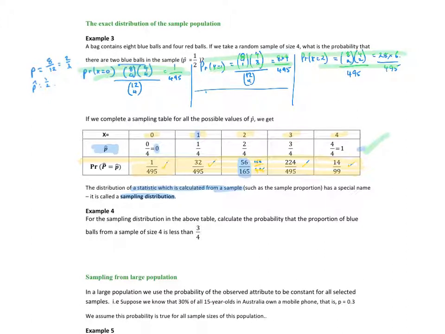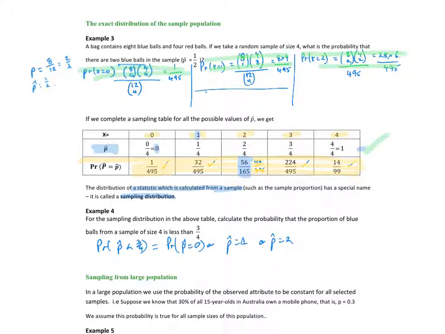Okay, so that's the likelihood of having a proportion of a half. For the sampling distribution in the above table, calculate the probability that the proportion of blue balls from the sample of size is less than 3/4. So what we're saying is the probability that P hat is less than 3/4, which is the same as saying the probability of P hat equaling 0, or P hat equaling 1, or P hat equaling 2. Less than 3/4, so it can't be 3.